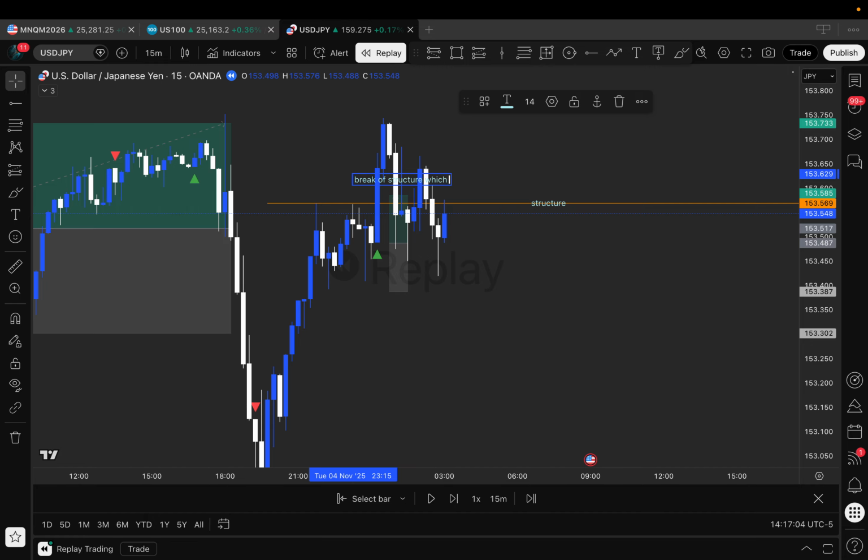So 25.6, 25.8. Let's go with 25.8. Okay, let's see if it takes our order or rejects it within 10 candles. 1, 2, 3. Three candles have formed. Let's see if it takes our order. Okay, it doesn't.